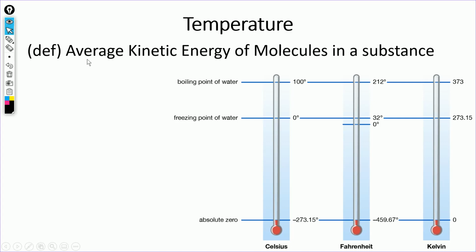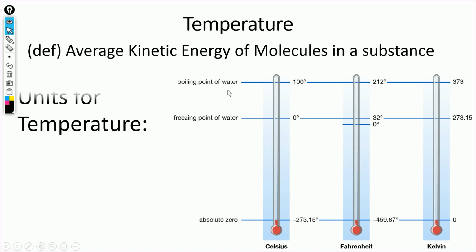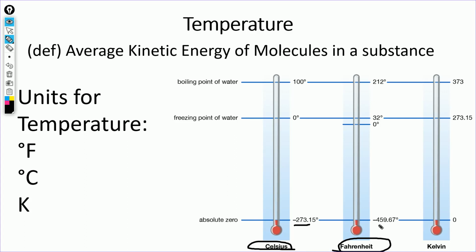The definition of temperature is the average kinetic energy of molecules within a substance. There are three different units that we usually use: Fahrenheit, Celsius, and Kelvin. The two that you'll recognize are Fahrenheit and Celsius. The unfortunate part about these units for temperature is that they can have negative values. Once you get past zero, you actually have negative numbers.